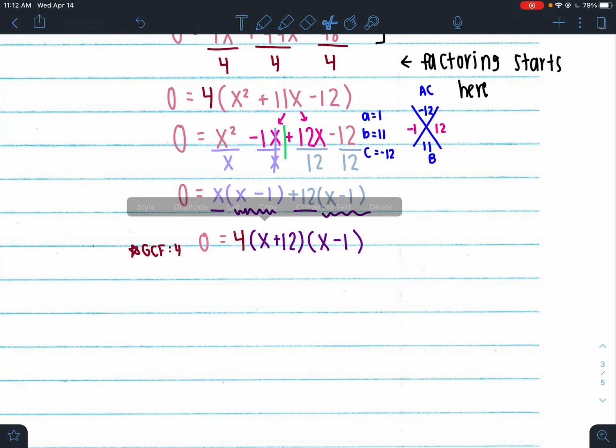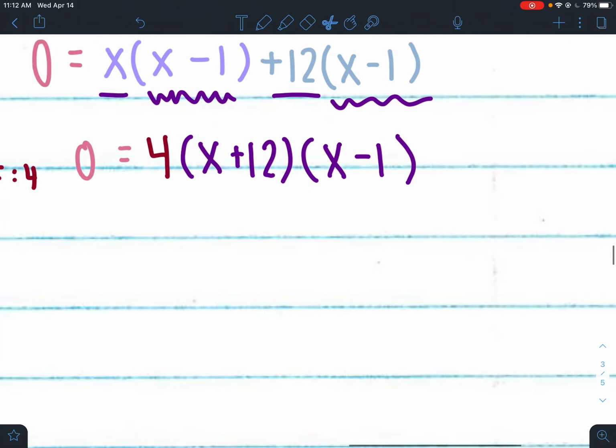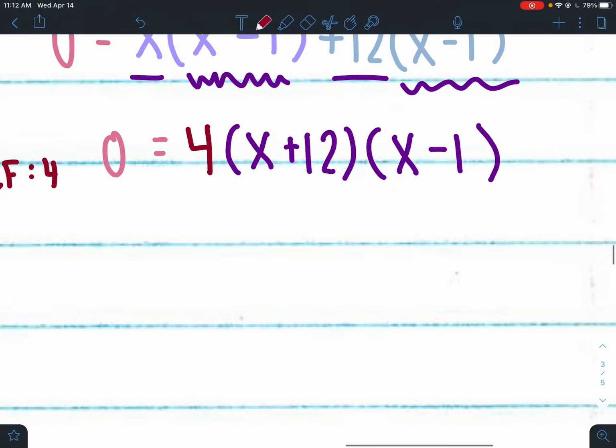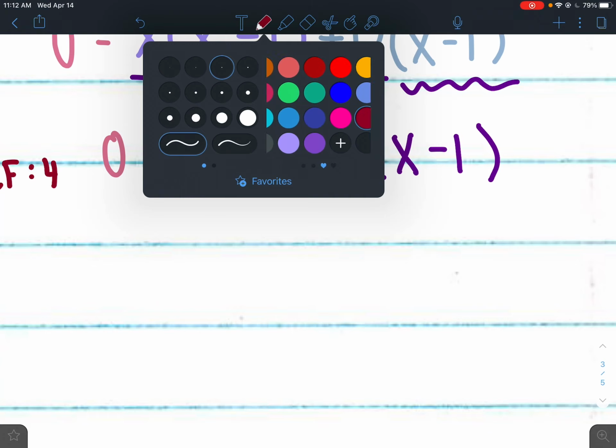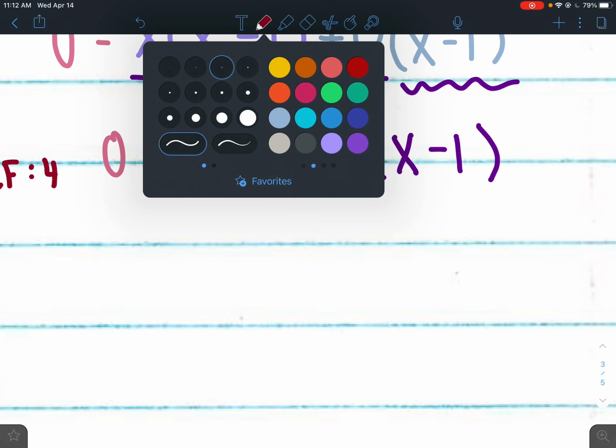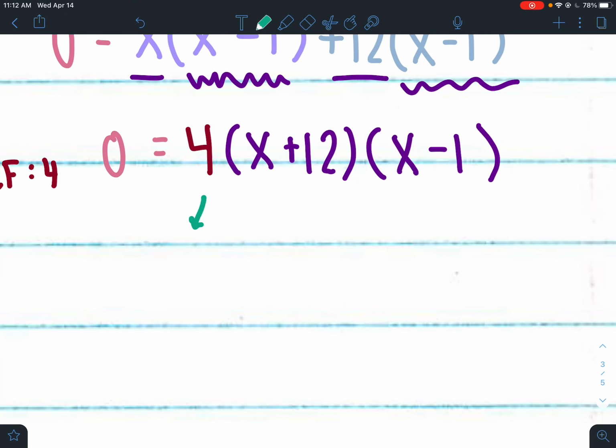What is the next step, though? Well, the next step is to actually solve this. To solve it, you set all of your factors equal to 0. I'm trying to find a color that I haven't used already because I feel like I've used every single color. All right, our first factor here is 4. Well, 4 equals 0. Is it possible for 4 to equal 0? No. So that option is eliminated.